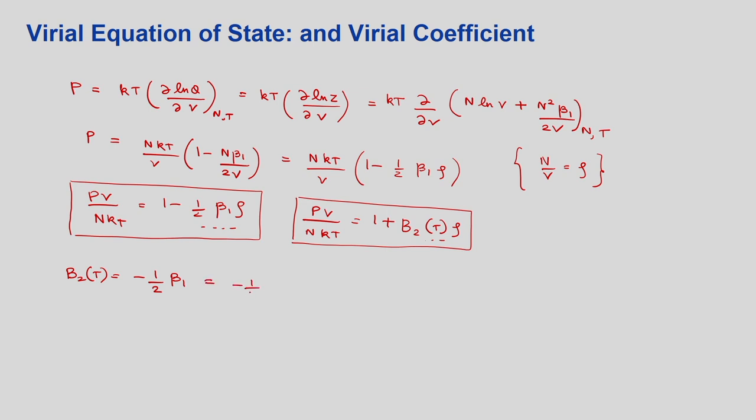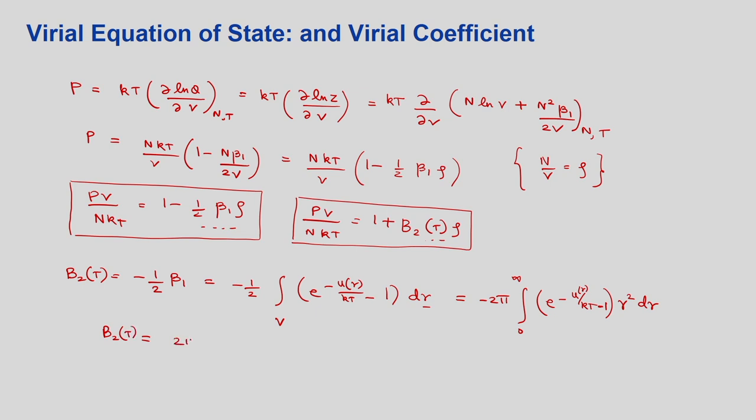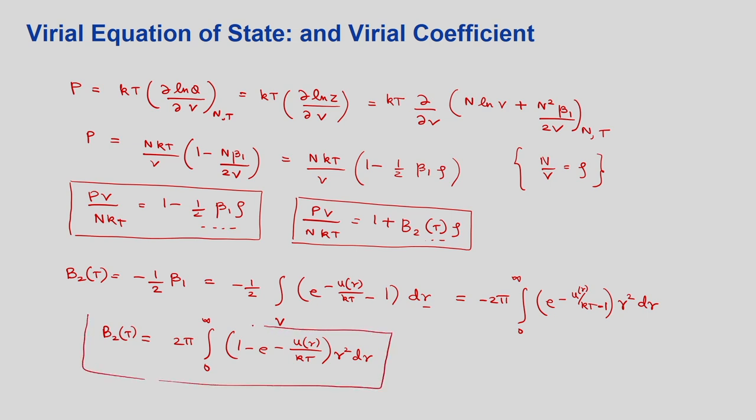Or I can write in terms of the actual value: minus half integral of e to the power of minus u(r) by kT minus 1, inserting the beta 1 expression, dr. Or if I write in terms of spherical coordinates, it will be 0 to infinity e to the power of minus u(r) by kT, where u is a function of r, minus 1, into r square dr. Or I can get B2(T) equal to 2 pi into integral 0 to infinity of 1 minus e to the power of minus u(r) by kT into r square dr. This is the expression you need to evaluate B2(T). So this gives the virial coefficient.